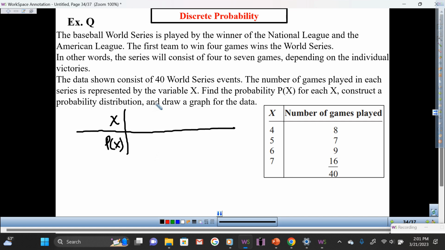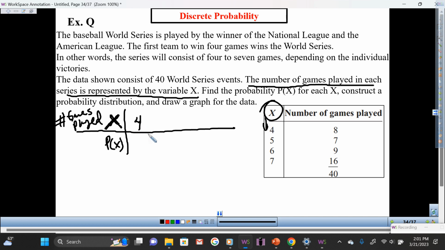Okay, so what does x represent according to this problem? It says the number of games played in each series is represented by what? X. So I'm just going to write number of games played. And what is our x? All of these. So on one of the series it was 4 possible, 5 possible, 6 possible games, and 7 possible games.